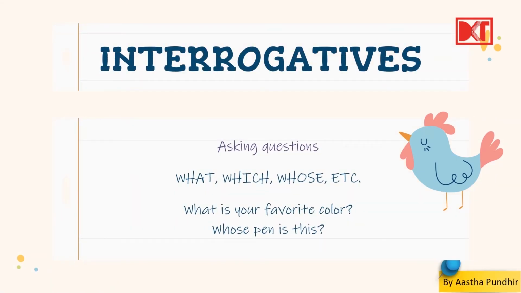Okay, next up we have interrogatives. I think this is probably the easiest. Interrogatives are used to interrogate, asking questions like what, which, whose, etc. Questions like what is your favorite color, whose pen is this. What is used for asking about a specific thing or object, which is used for asking about a choice, whose is used for asking about the possession or belongingness of something. Okay. So these are interrogatives which help in changing the meaning of the noun by asking questions. Right.